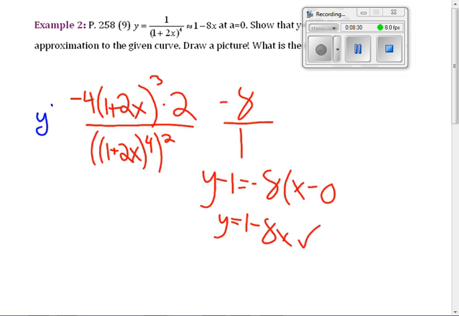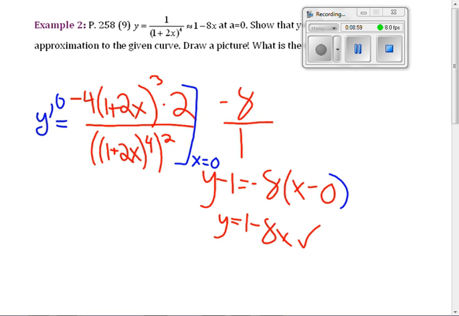Okay, this is y prime at x equals 0. So it's negative 4 times 2, negative 8. Oh, well, that turned out to be nice, right? Negative 8. Because of the quotient rule, it's the denominator times the derivative of the numerator, which is 0, minus the numerator, which is 1, times the derivative of the denominator.